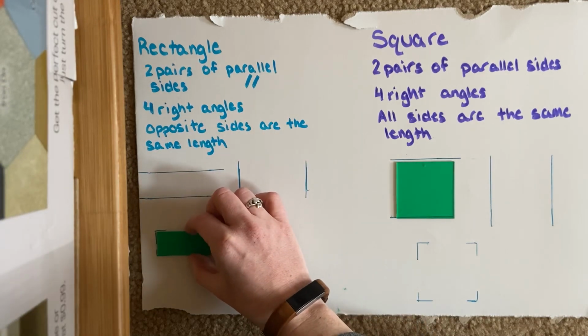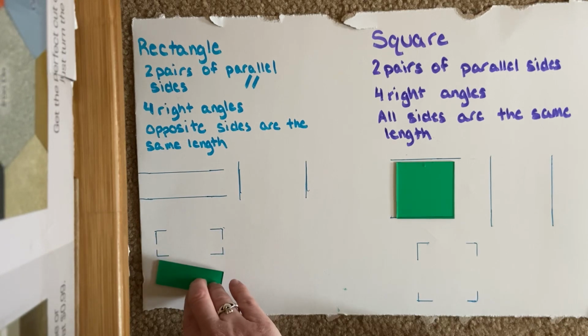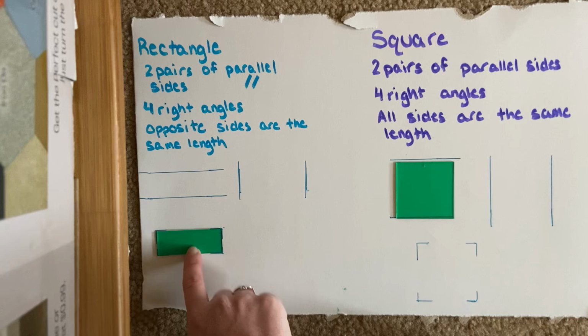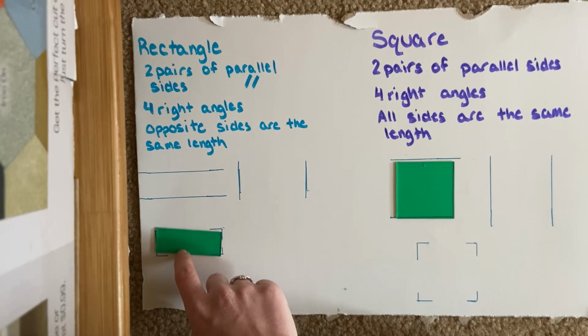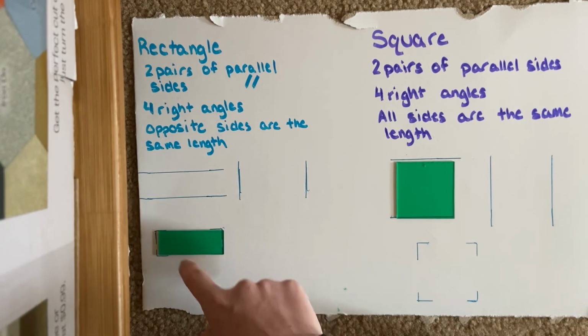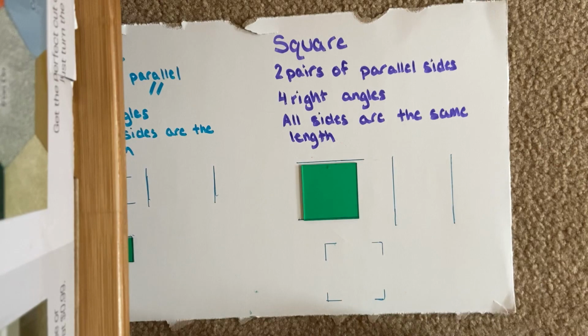And then when I put it in this shape, the corners make perfect squares, right? They make L's, which tells me that those are 90 degrees, right angles, or square corners. And this side and this side are the same length, and the top and the bottom are the same length. Moving on to our square.